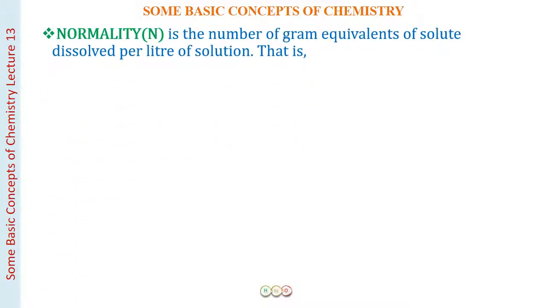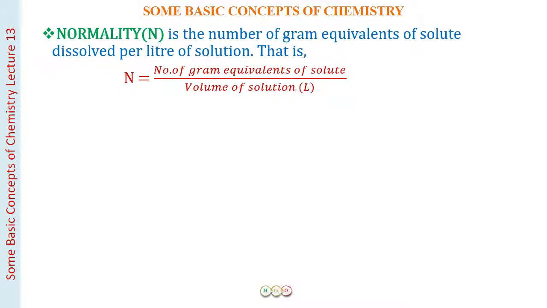which is normality. Normality, denoted by the letter capital N, is what? It is basically the brother or sister of molarity. So what do I mean by that? Basically, whatever place we are using molarity in the mole concept, we are going to use normality in the equivalent concept. For example, the definition of molarity is the number of moles of solute dissolved per liter of the solution. So normality is the number of equivalents of the solute dissolved per liter of the solution.